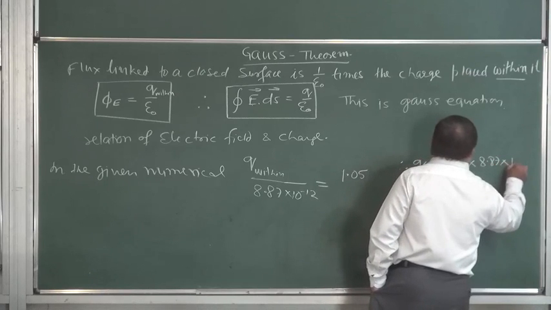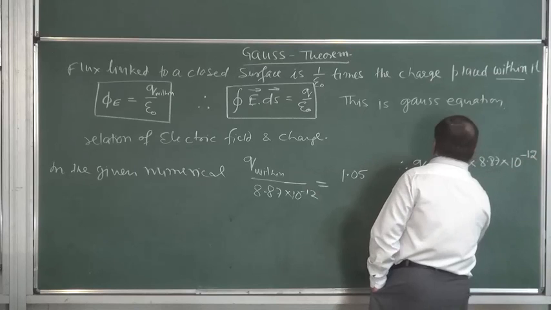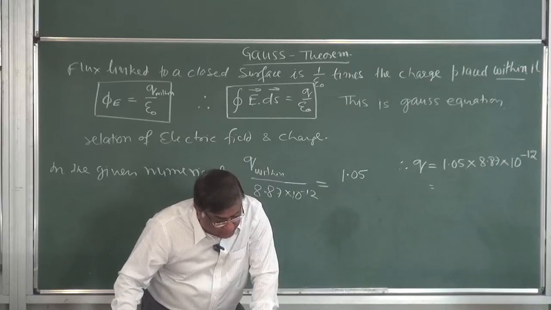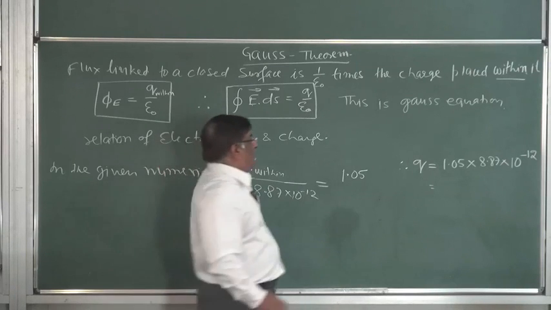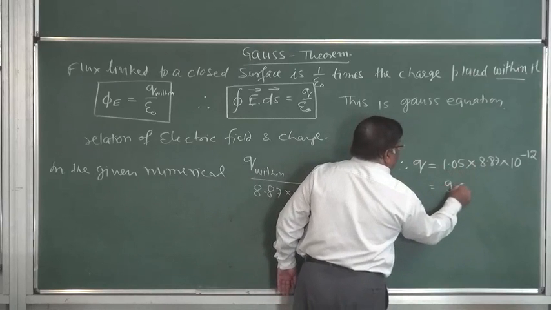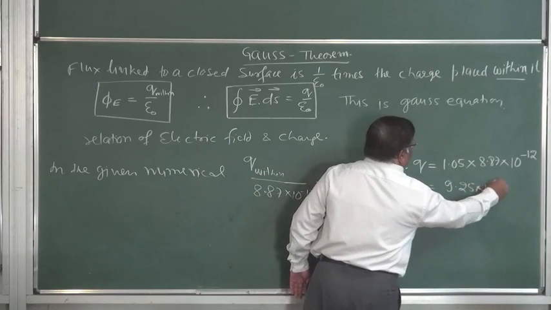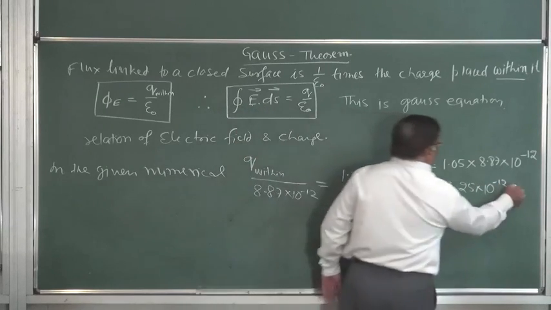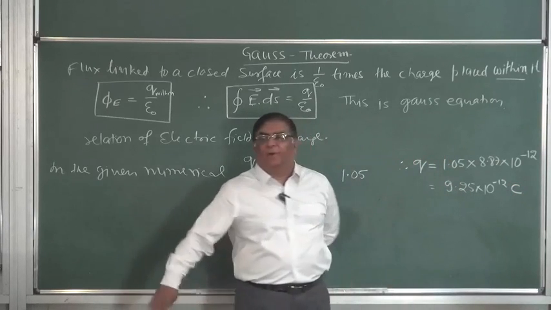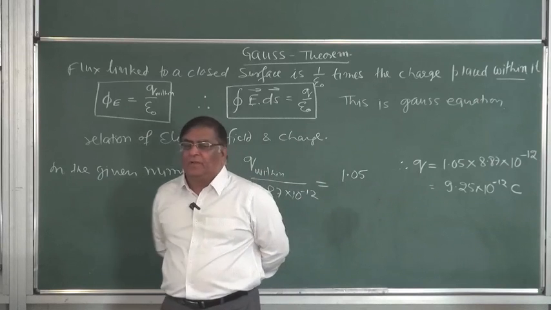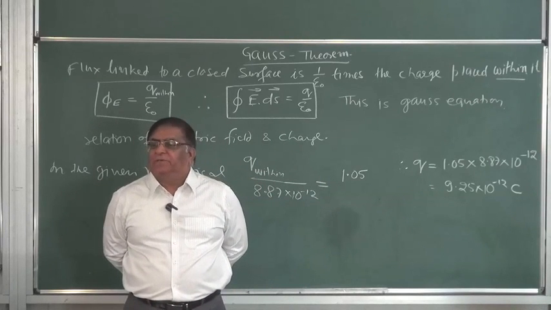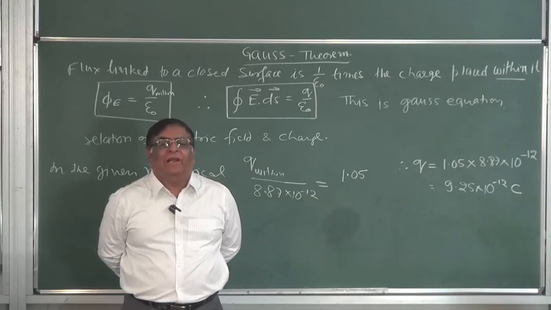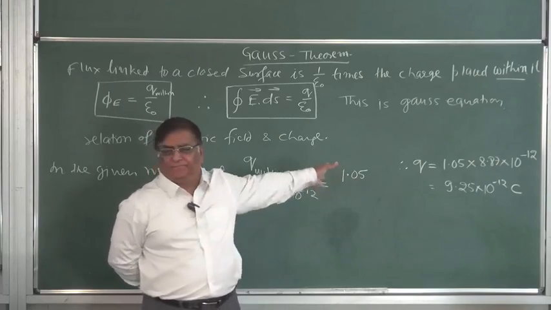(10 to the power -12). And you can calculate it. We do this multiplication and your answer will come to 9.25 into 10 to the power. Okay, so this is the value of Q that we get here. So this is how we'll find the charge within the surface, enclosed by the surface, and it does not calculate outside charge. It is having a charge in it.